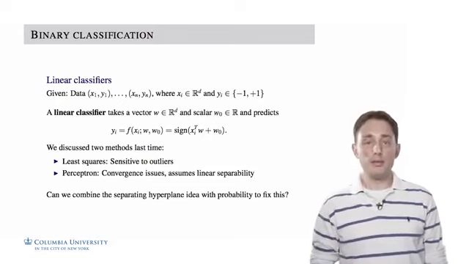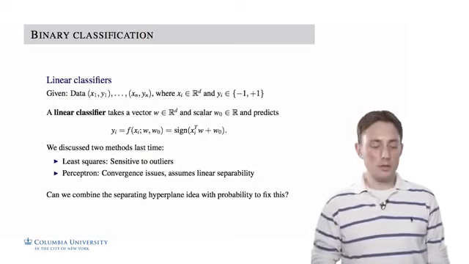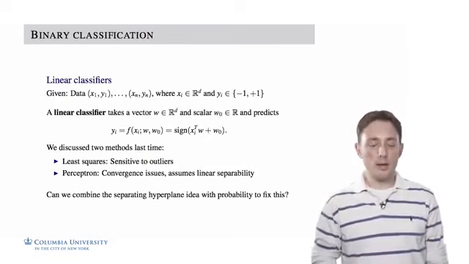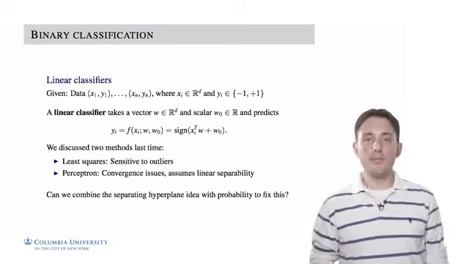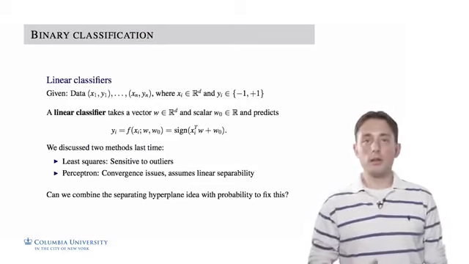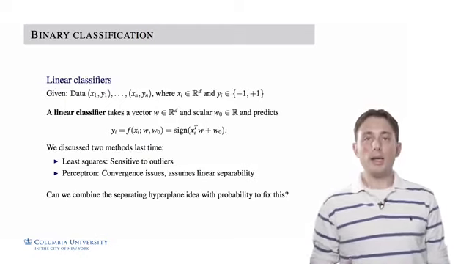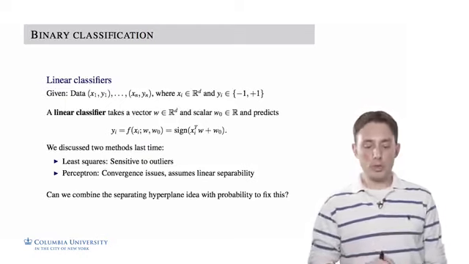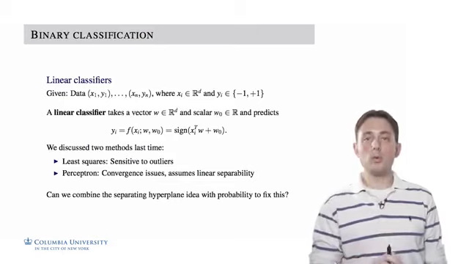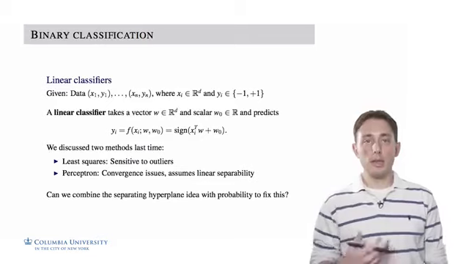We assume that we have data pairs, xi and yi, where each xi is in Rd, and it's a covariate vector associated with an observation. And yi is then a binary class, which we'll assume is labeled +1 or -1, depending on which of the two classes the ith object belongs to.